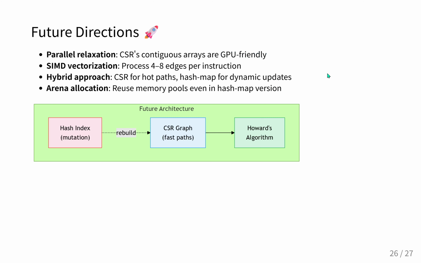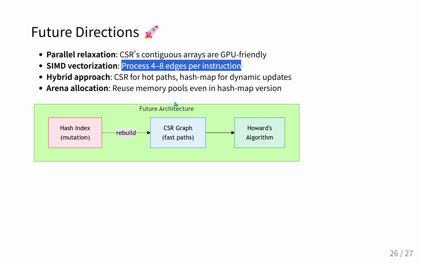The source also points to SIMD vectorization. Remind me what SIMD stands for. SIMD stands for single instruction, multiple data. Because CSR's edges are stored side by side in RAM, a CPU register can actually load 4 to 8 edges at once and process them in a single instruction cycle. Wow. Yeah, multiplying throughput natively without even needing a separate GPU. That's incredible. There was also a mention in the source of arena allocation to help hash maps reuse memory pools, which I suppose might lessen that allocation tax we discussed.